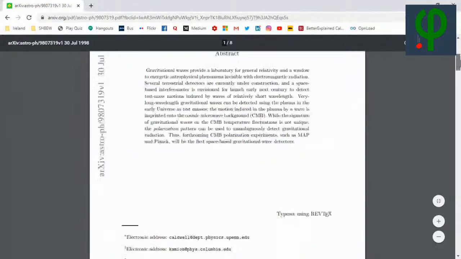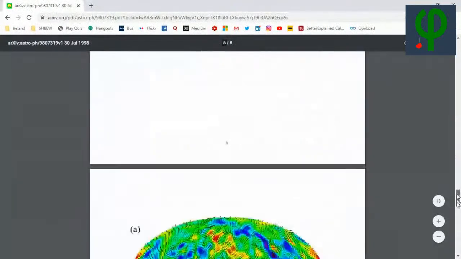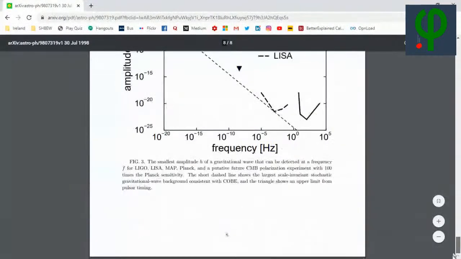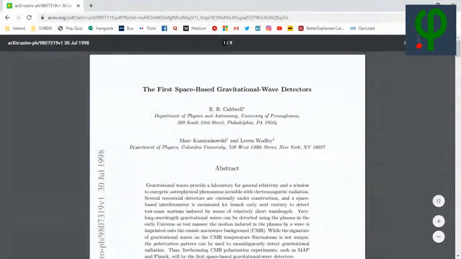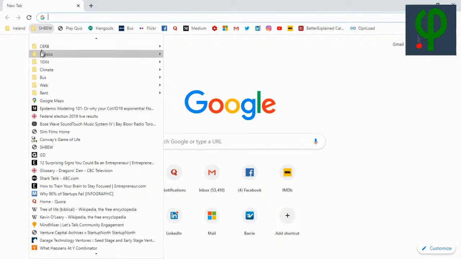No, I don't think this is it. This is an article about gravitational wave detectors. Yeah, it's not what I was looking for.